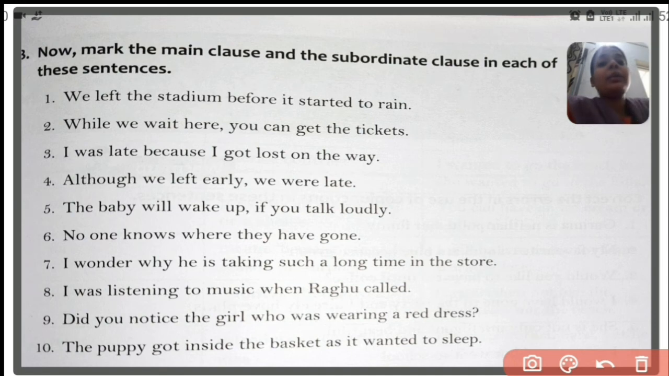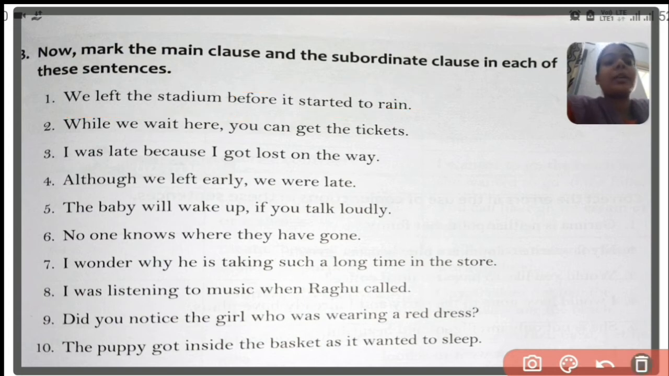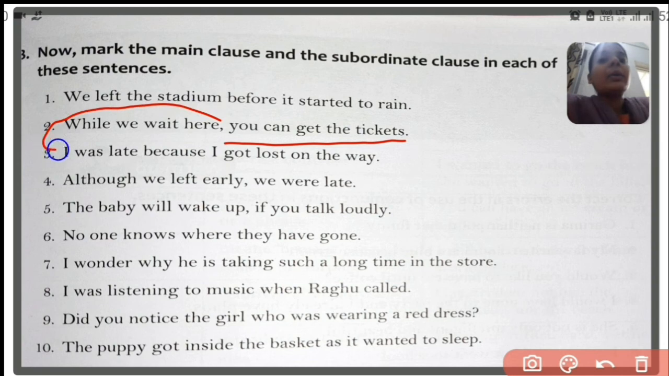So here, we left the stadium is the main clause, whereas before it started to rain is the subordinate clause. Next, while we wait here, you can get the tickets. So as you can see here, you can get the tickets is the main clause, whereas while we wait here is the subordinate clause, or you can say dependent clause.